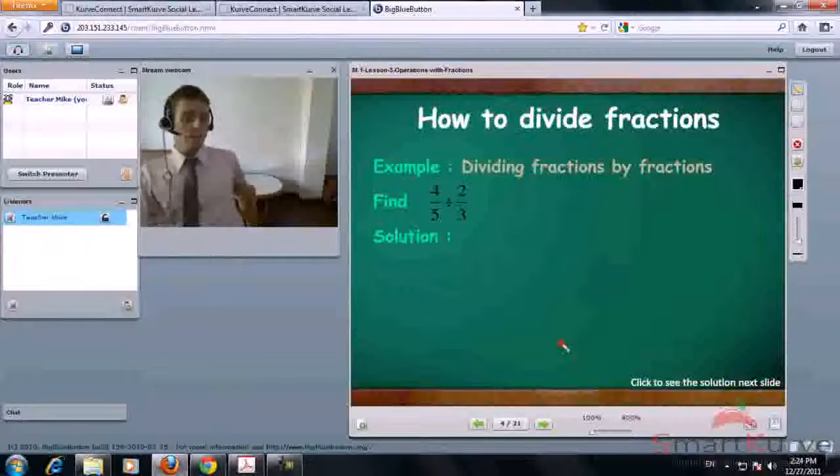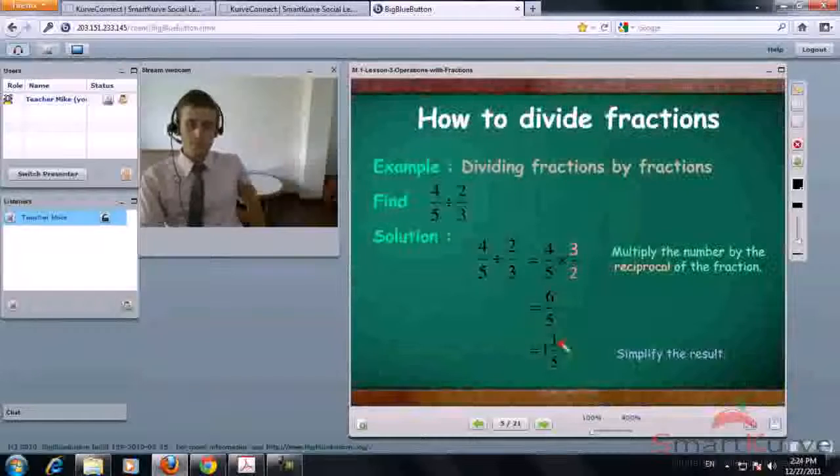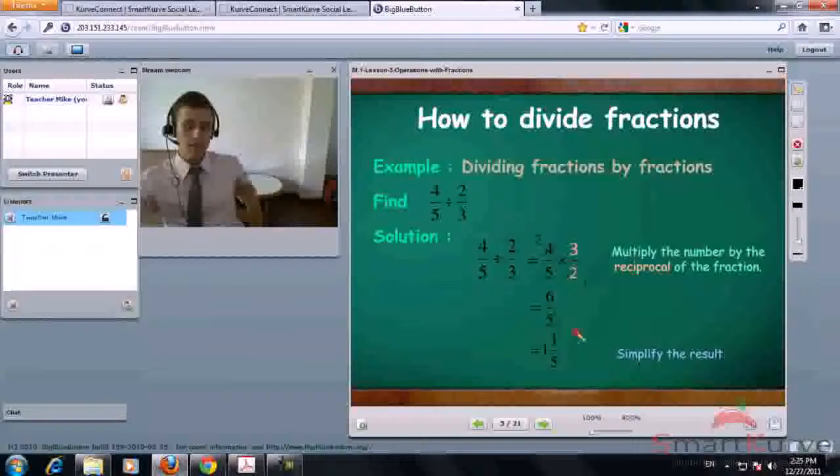Dividing fractions by fractions. 4/5 divided by 2/3. 4/5 divided by 2/3 equals 4/5 times 3/2. Multiply the number by the reciprocal of the fraction. 4 times 3. First we can cancel out 4 into a 2, and this 2 into a 1. 2 times 3 is 6. 5 times 1 is 5. Now simplify it back into a mixed number. We have 1 and 1/5.